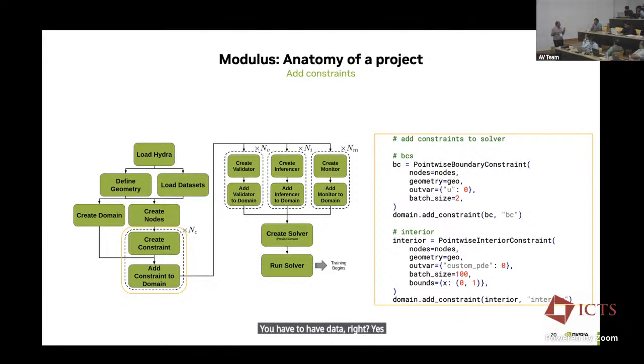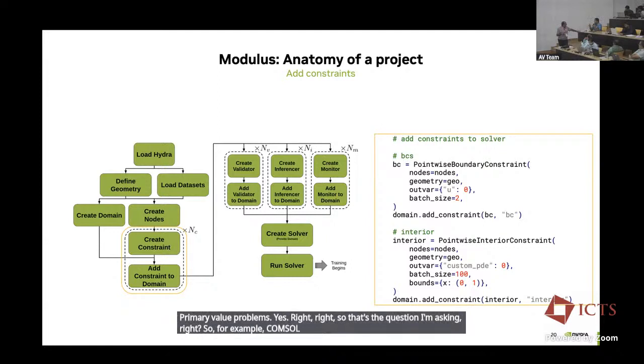Yes. Then the question comes: if we have the full data, we can go with the data-driven approach. But here we are solving the differential equation with initial and boundary value problems. That is the question I'm asking. For example, COMSOL or ANSYS Fluent.